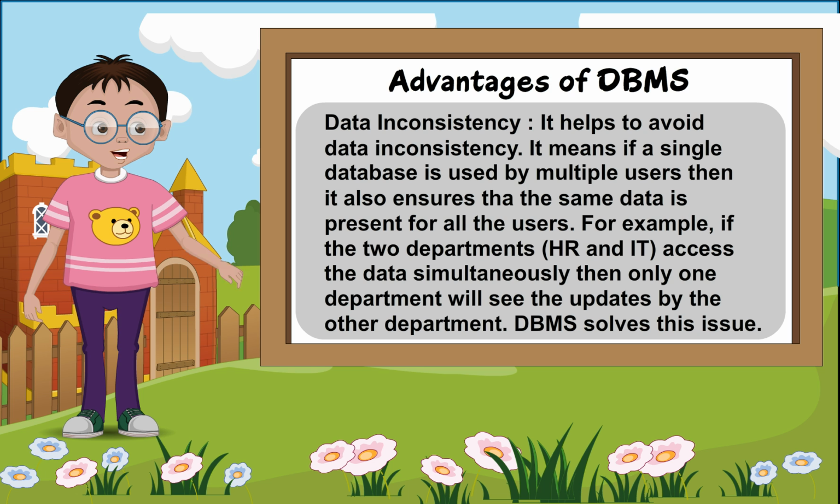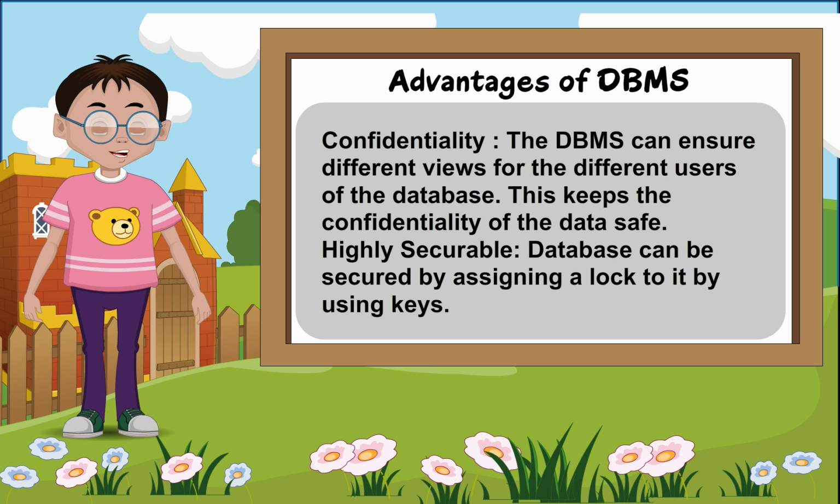For example, if two departments, HR and IT, access the data simultaneously, then only one department will see the updates by the other department. DBMS solves this issue. Confidentiality. The DBMS can ensure different views for the different users of the database. This keeps the confidentiality of the data safe. Highly securable. A database can be secured by assigning a lock to it by using keys.